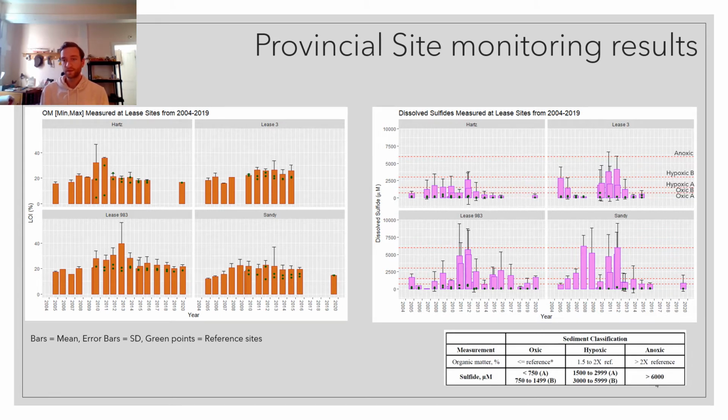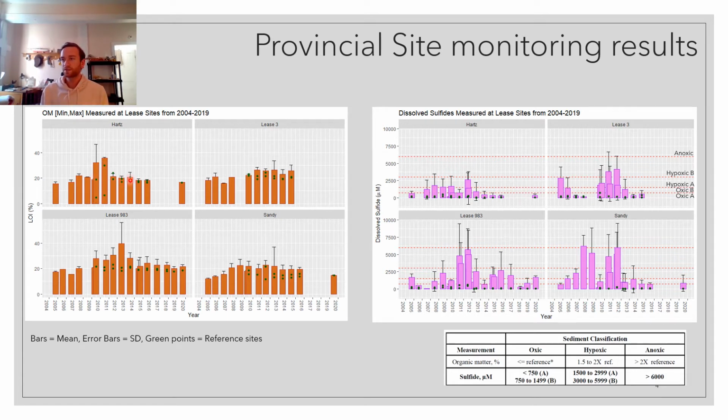The provincial government and sometimes the federal government mandates that 4 major variables be measured annually at farm sites. Be it organic matter or LOI, dissolved sulfides, porosity, and redox potential. Now, each of these are compared to reference sites in the surrounding area.